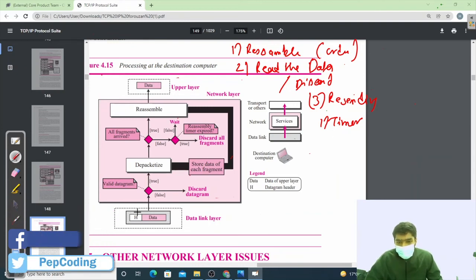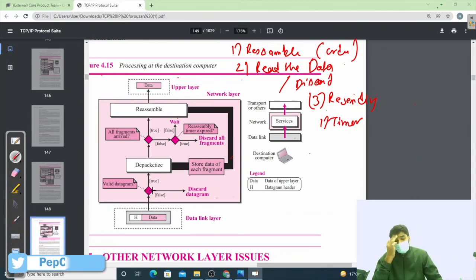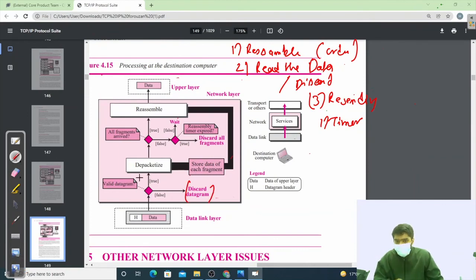So let me show you. The data link layer sends the data to the destination computer. If the datagram is not valid, it gets discarded at first. If it is a valid datagram, we have to depacketize it because we have to take the data out of it. Now, if the timer is expired, we have to send again. If the timer is not expired, we can go through and reassemble the data and send it to the upper layer where the data is being used.